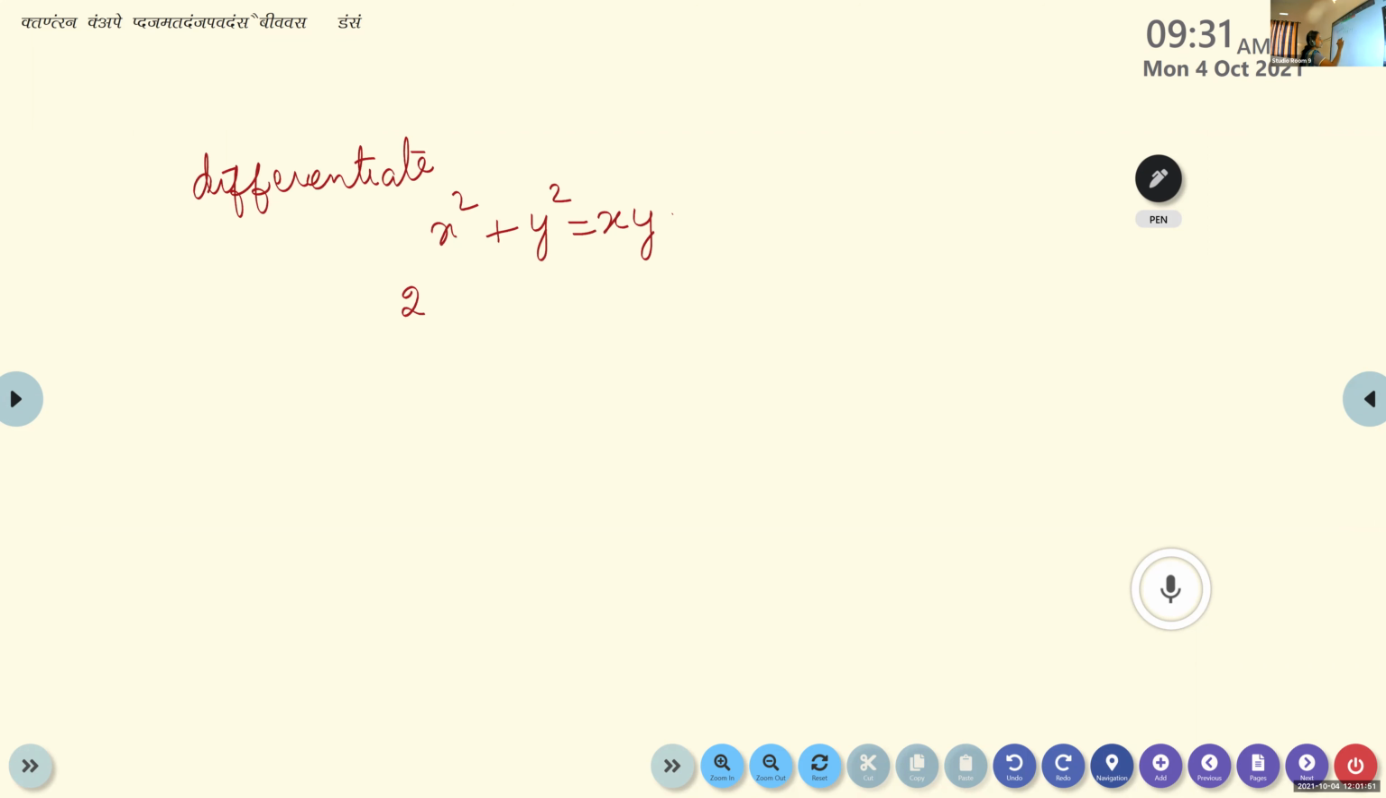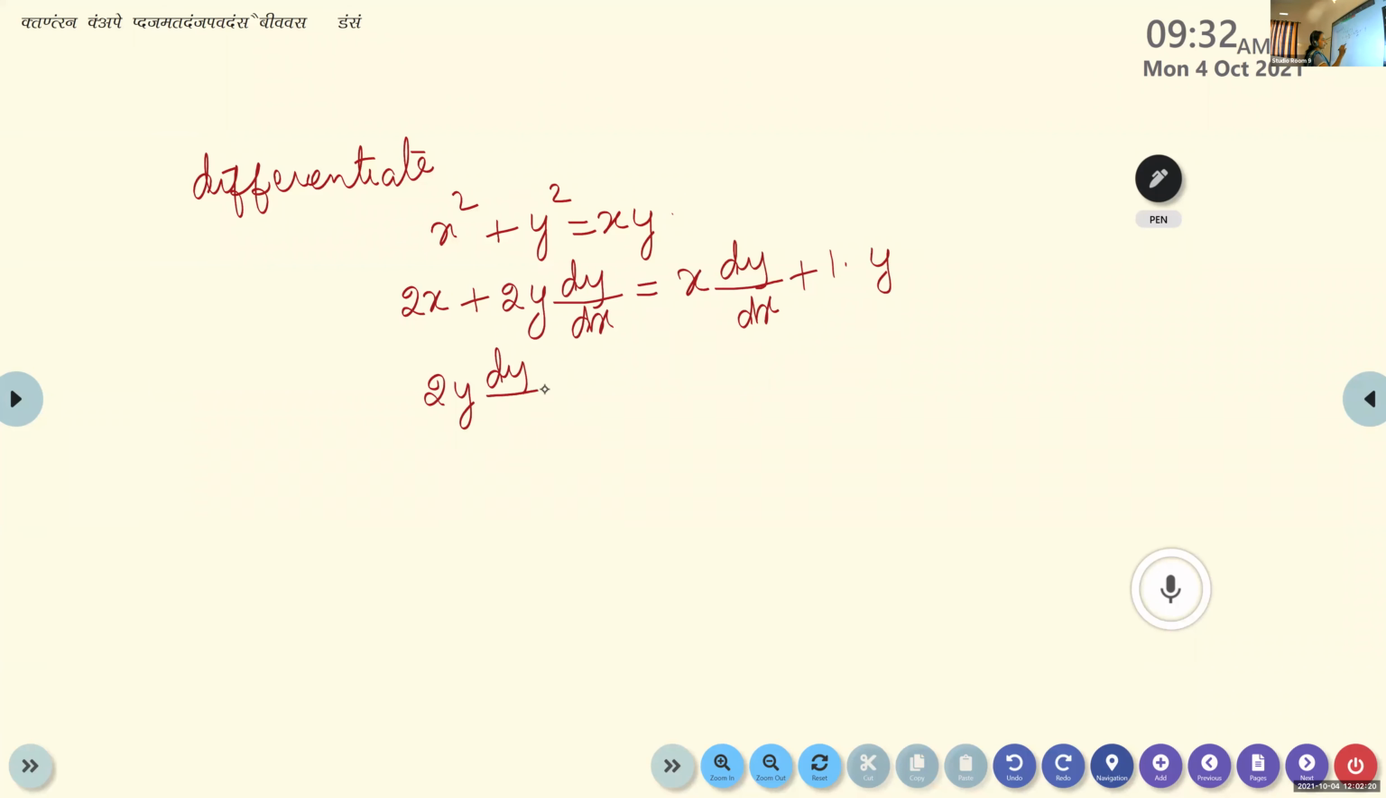Whenever we differentiate x square, it is 2x. But what about y square? The y square term, if you differentiate it, is 2y dy by dx, equal to xy. Again, use the product rule. x into y, if you differentiate, dy by dx, plus y into x on differentiating, you will get 1. So bring dy by dx terms to one side.